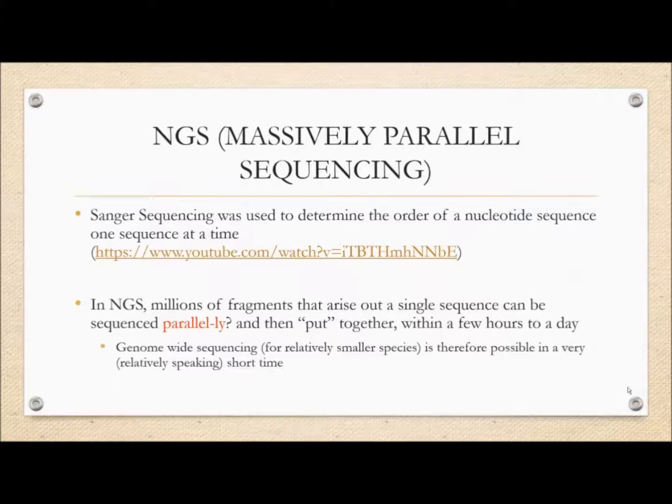Sanger sequencing was used to determine the order of a nucleotide sequence one at a time. And now we can take a look at this video. We've already had a discussion on Sanger sequencing and next generation sequencing, but we will look at this video anyway.